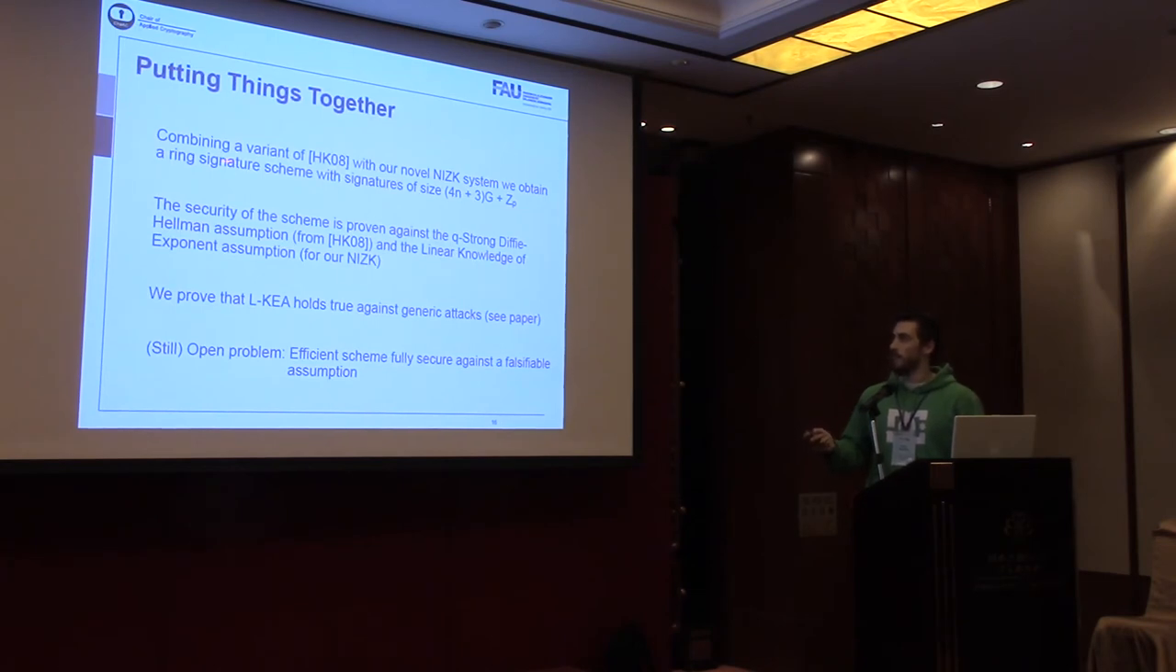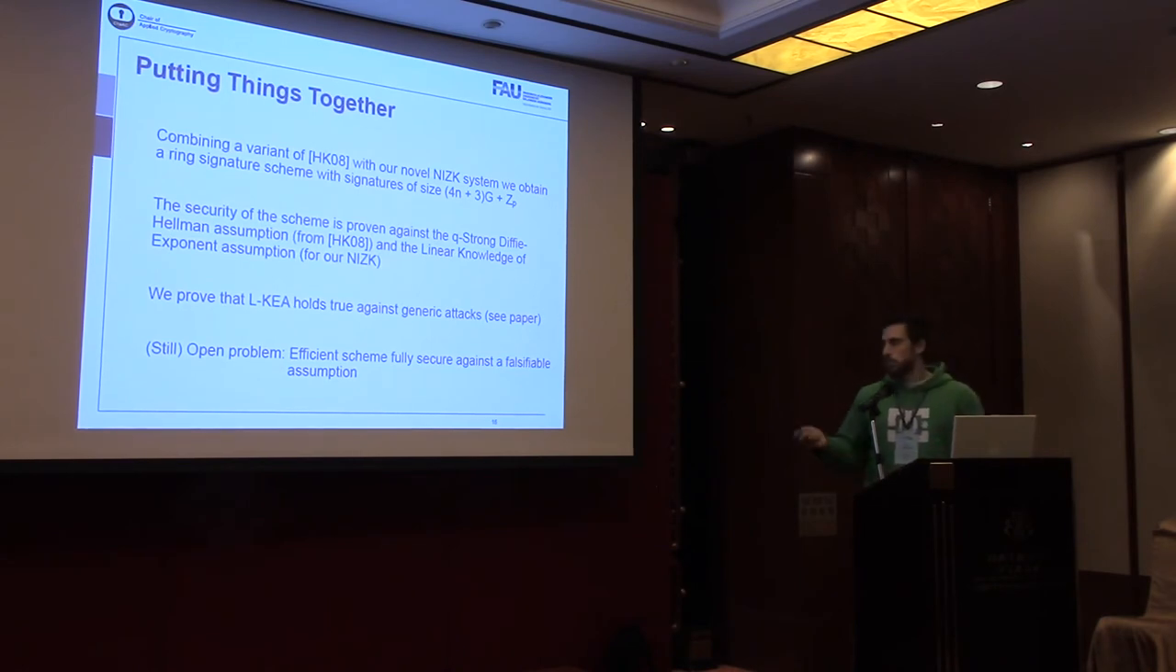So combining this scheme with a variant of HK08, as I suggested before, gives us our new ring signature scheme in the standard model. And to reiterate, our signature consists of 4 times n plus 3 group elements plus 1 integer. The security of the scheme is proven against the q-strong Diffie-Hellman assumption, which we inherit from HK08, and the linear knowledge of exponent assumption, which we inherit from our non-interactive zero knowledge. Of course, the linear knowledge of exponent assumption is highly non-standard, and we show that it at least holds against generic attacks. Again, I refer to the paper for a formal treatment.